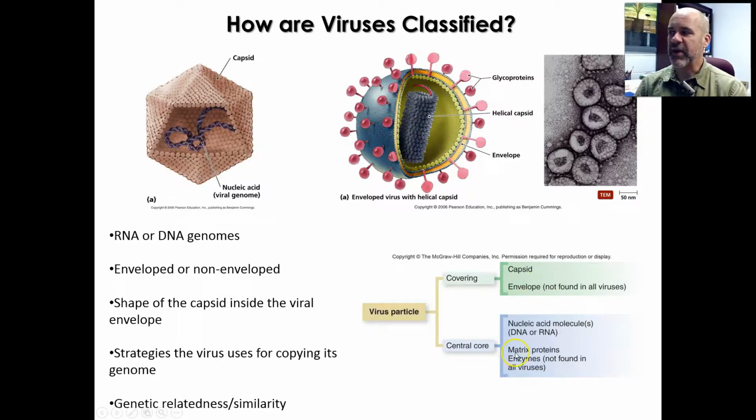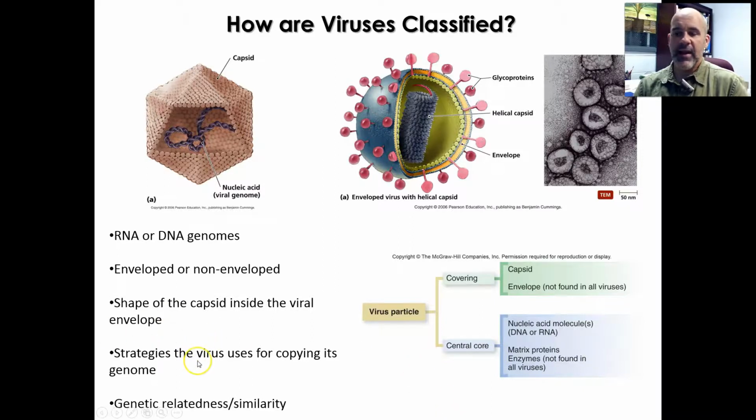And then some viruses have matrix proteins, which are like a middle protein layer between the capsid and the envelope. Some viruses do package enzymes that they need in order to begin the process of replication when they get into a host cell. So all those things are the traditional ways that viruses have been classified. It's based on these characteristics. You look and try to put them together in groups of related viruses.